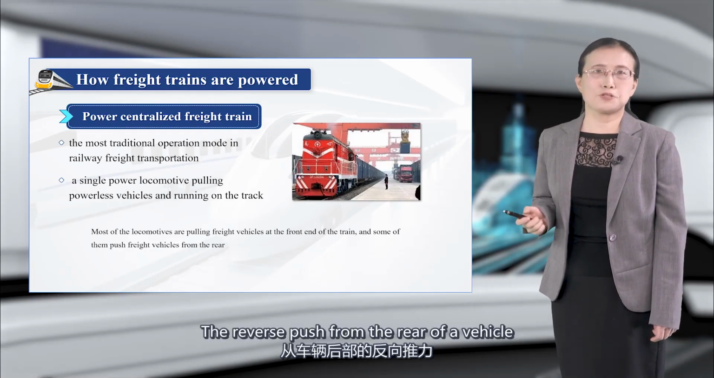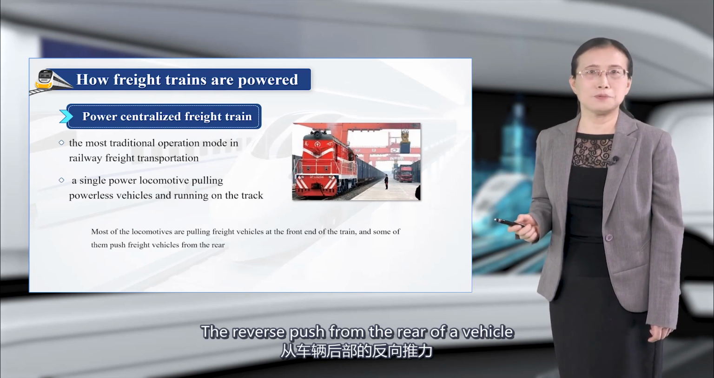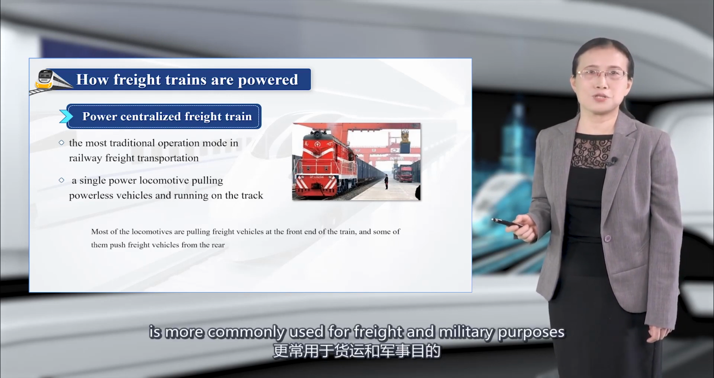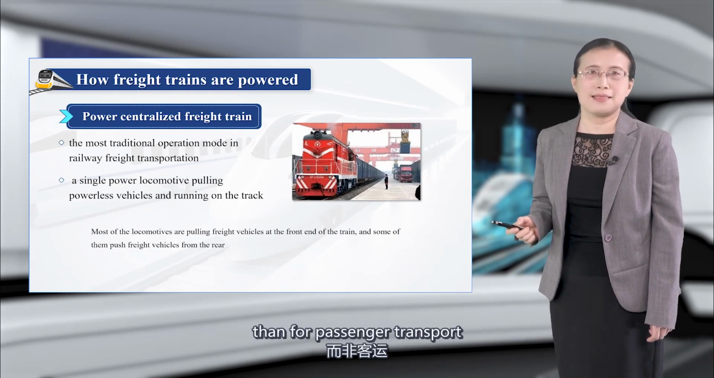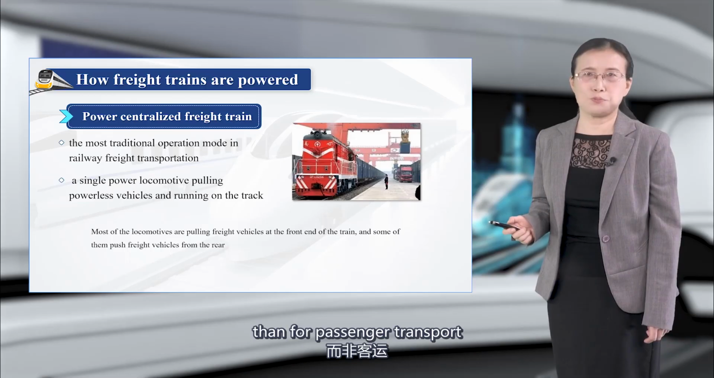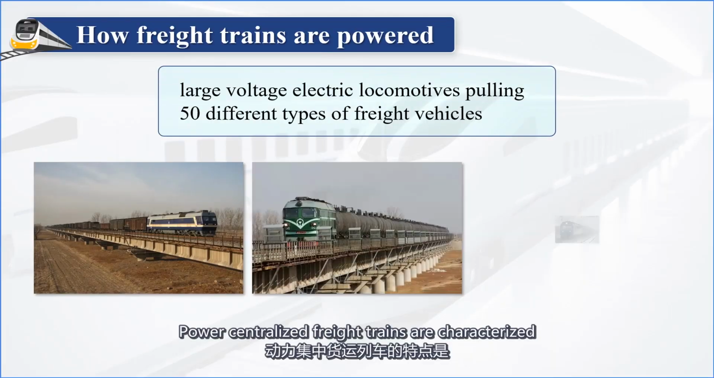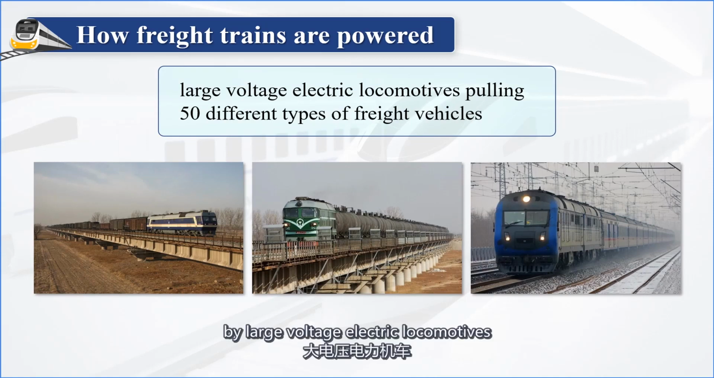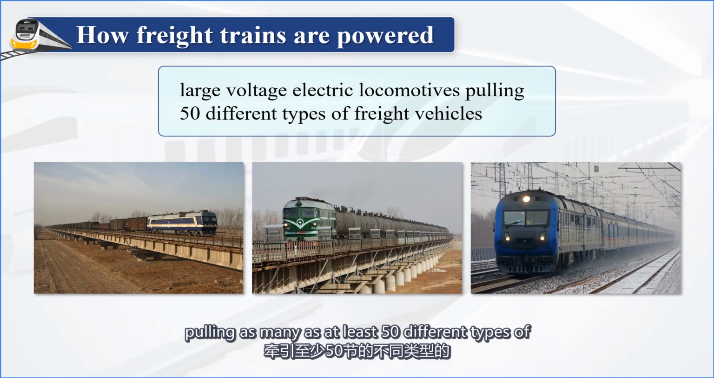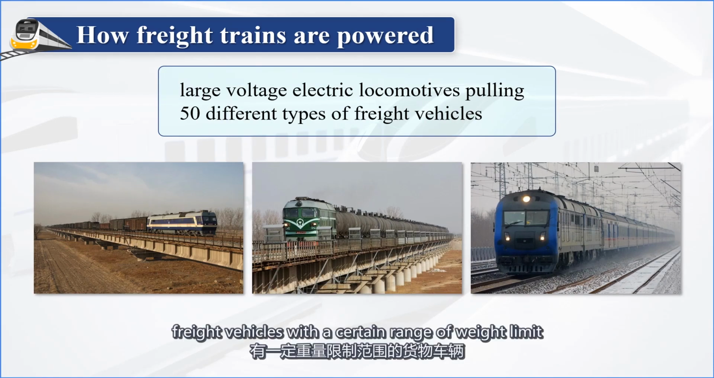The reverse push from the rear of a vehicle is more commonly used for freight and military purposes than for passenger transport. Power-centralized freight trains are characterized by large voltage electric locomotives pulling as many as at least 50 different types of freight vehicles with a certain range of weight limit.